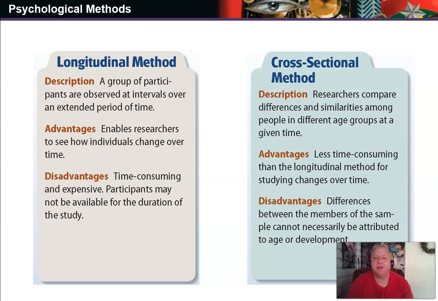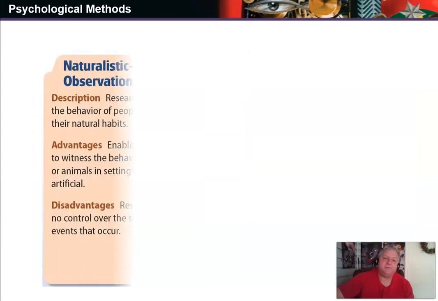The cross-sectional method. Description: researchers compare differences and similarities among people in different age groups at a given time. The advantage is it's less time-consuming than the longitudinal method for studying changes over time. Disadvantage: differences between members of the sample cannot necessarily be attributed to age or development.